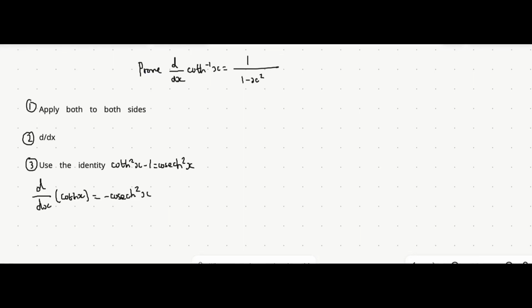In this video, we're going to look at differentiating the hyperbolic function, the inverse coth of x, or coth minus 1 of x. So to start with, the function that we are differentiating, we're going to introduce that as, let's say, y. After you've done that, step number 1 tells you to apply coth to both sides.